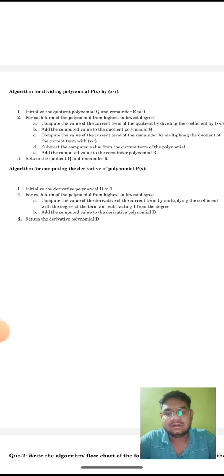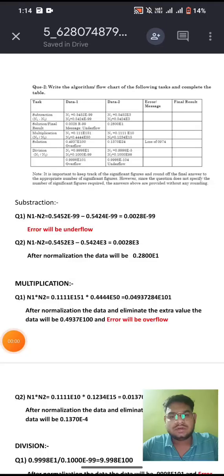Algorithm for computing the derivative of polynomial p of x. Step 1. Initialize the derivative polynomial d to 0 in a decreasing order. Step 2. For each term of the polynomial from highest to lowest degree, A. Compute the value of the derivative of the current term by multiplying the coefficient with the degree of the term and subtracting 1 from the degree. B. Add the computed value to the derivative polynomial d. Step 3. Return the derivative polynomial d.